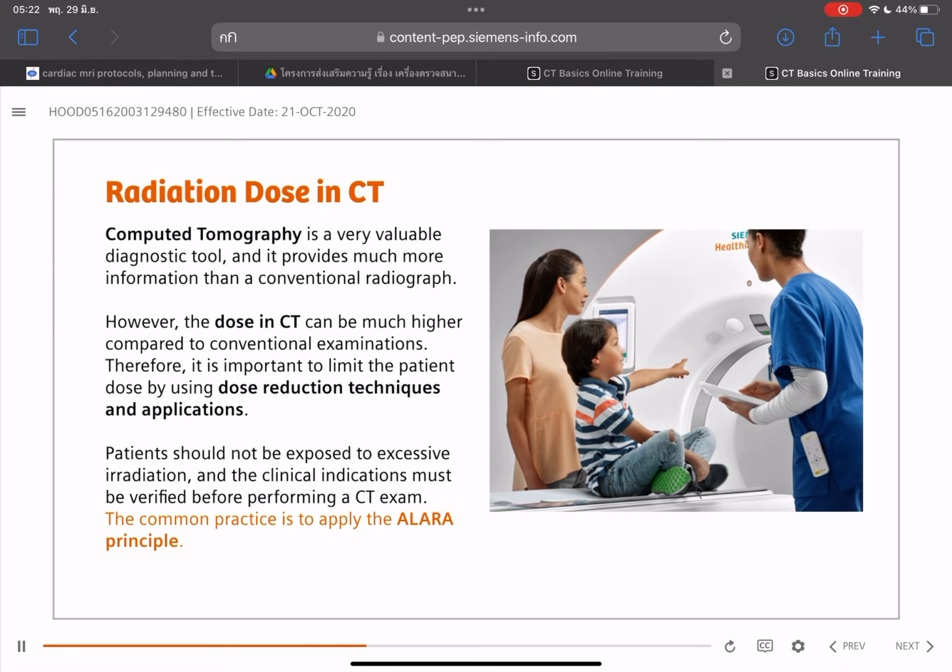Patients should not be exposed to excessive irradiation, and the clinical indications must be verified before performing a CT exam. The common practice is to apply the ALARA principle, where ALARA stands for as low as reasonably achievable. The aim of ALARA is to minimize the risk of radioactive exposure to a level that is necessary to obtain the desired diagnostic information.